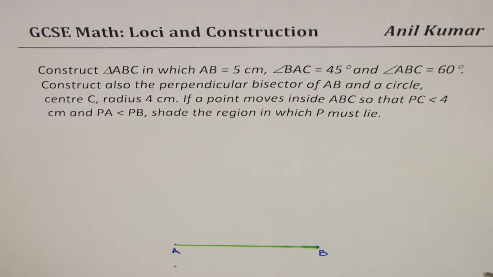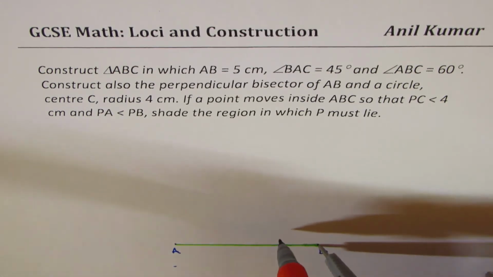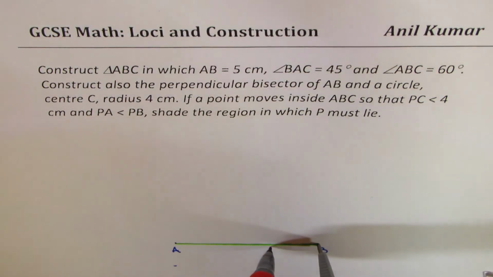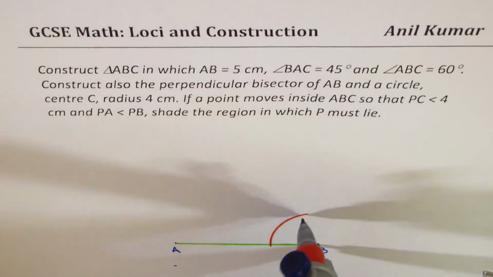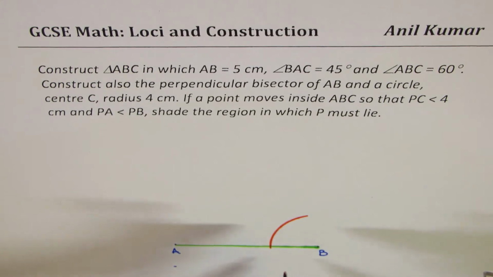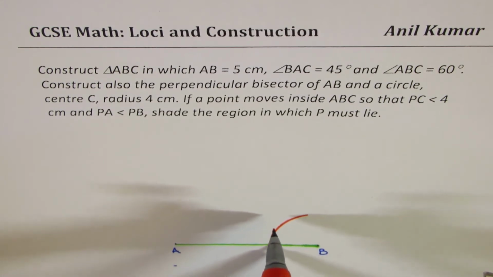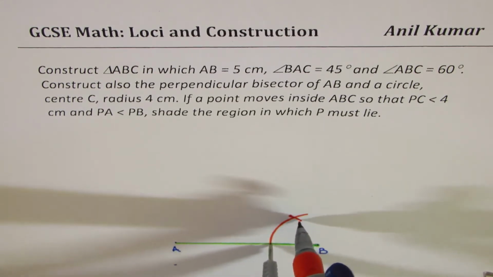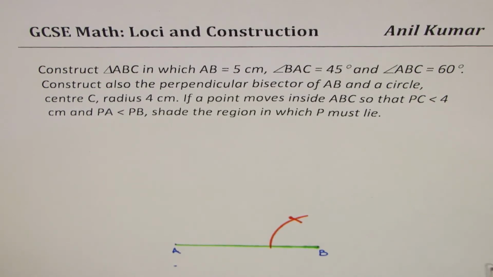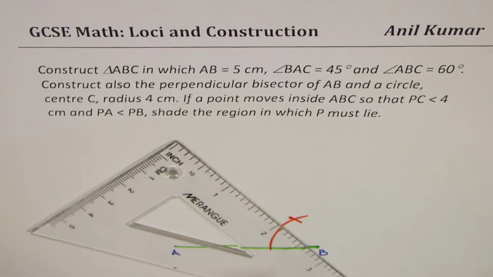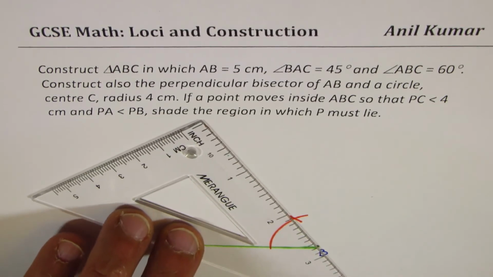Now we have to construct an angle of 45 degrees at A and 60 degrees at B. So let's do 60 degrees at B, which is we have to just make an arc and with the same radius cut it, right? So that is 60 degrees. So if I join this, what we get here is an angle of 60 degrees, right? So that's it.